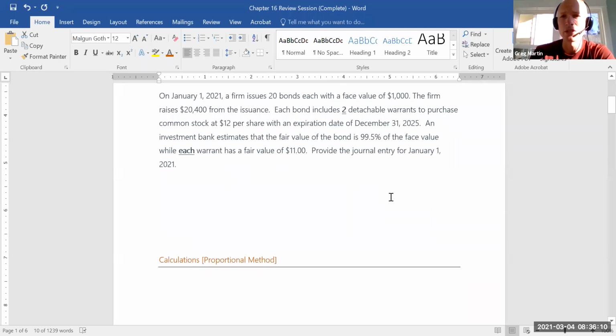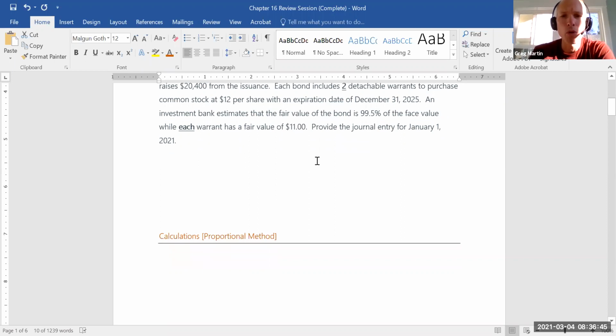So there are really two methods. One is the incremental method, and the other is the proportional method, or the residual method sometimes. It really just depends. Can you reliably estimate both pieces of the security, or can you only reliably estimate one? In this case, we have estimates for both the bond and the stock warrants. And so, since we have a reliable estimate for both pieces of the security, we need to use the proportional method. If we had only been able to reliably estimate one, then we'd use the incremental or the residual method.